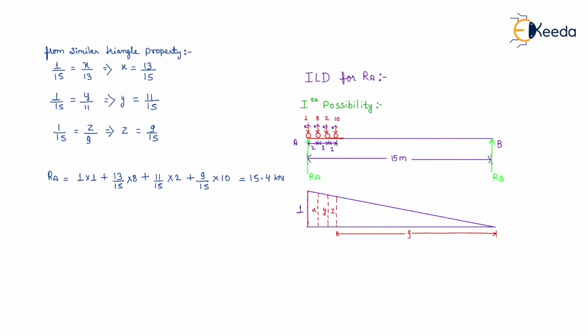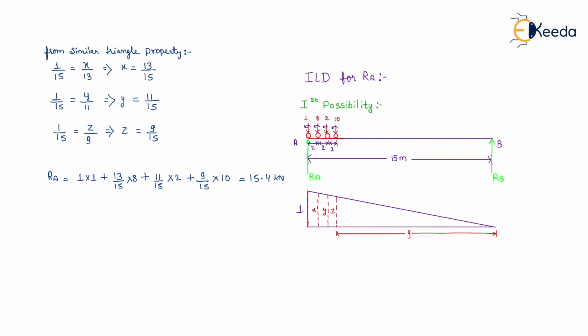So we put the first load, that is of 1 kilonewton, at A, and the rest of the loads will be behind the 1 kilonewton load. Now for finding the value of vertical ordinates x, y and z, we will use the similar triangle property, that is 1 by 15 is equal to x by 13. So from here x will be equal to 13 by 15. Similarly, y will be equal to 11 by 15 and z will be equal to 9 by 15.